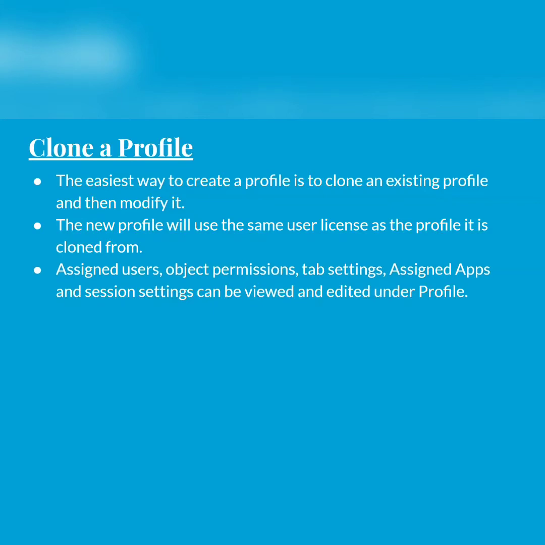Assigned users, object permissions, tab settings, assigned apps, and session settings can be viewed and edited under a profile. So when you're cloning a profile, you can do all these things. You can view all these different settings and you can edit them also. Unlike the standard profile, you can edit all the settings under the cloned profile. You can assign different users to that cloned profile, and define different object permissions, different tab settings, different assigned apps and session settings. All this can be done under the profile which is cloned.